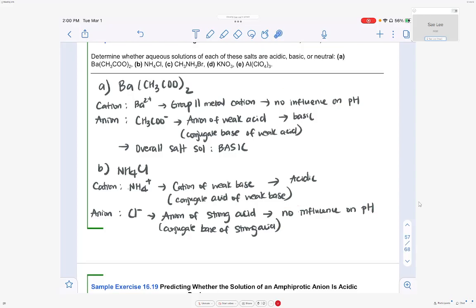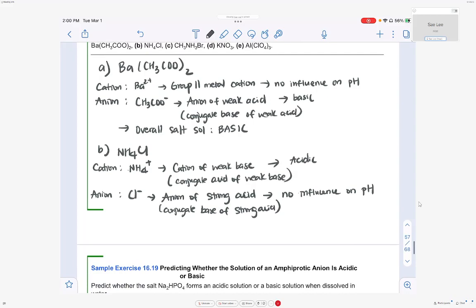So then the overall salt solution is going to be acidic. Why? Because of the presence of this ammonium cation.